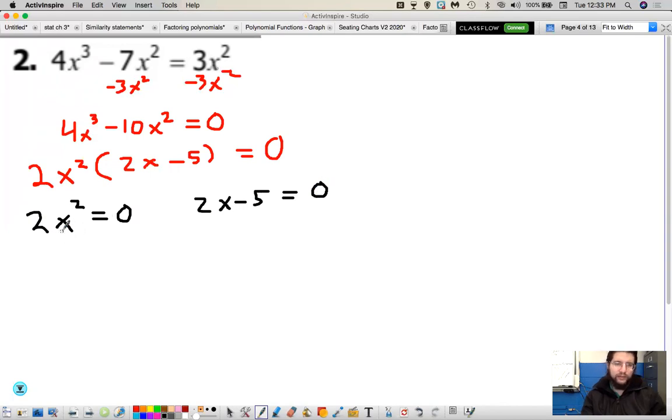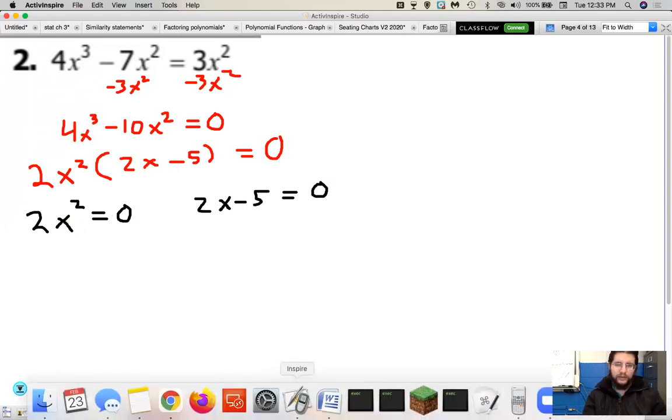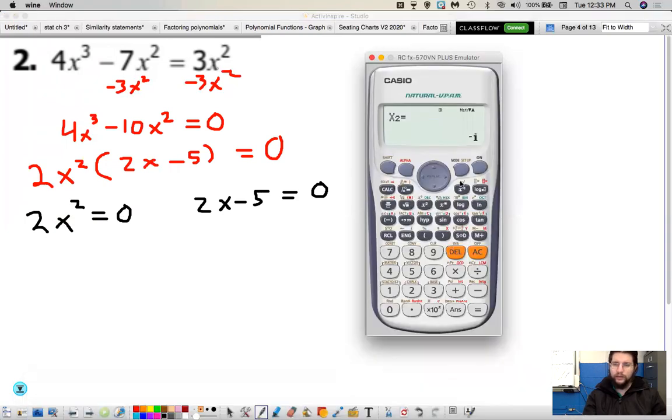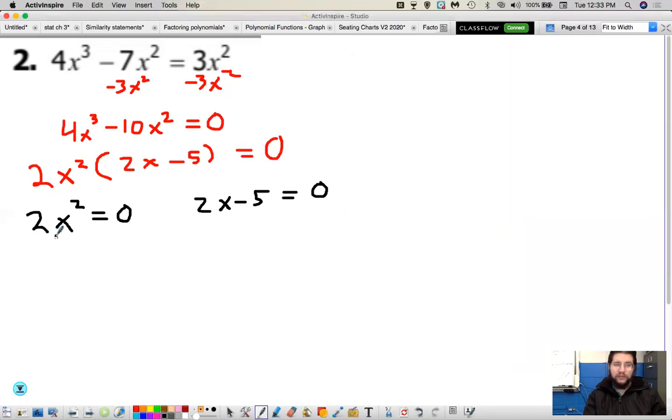This one should be pretty obvious. If it's not, well, if you have the calculator, go for it. Mode 5, 3, 2, 0, 0, and we get 0 for x. If you don't see it right away, that it's got to be 0, you can divide by 2. You get x squared is 0. Square root that. You get x equals plus or minus the square root of 0. So x equals positive and negative 0, which is just 0.